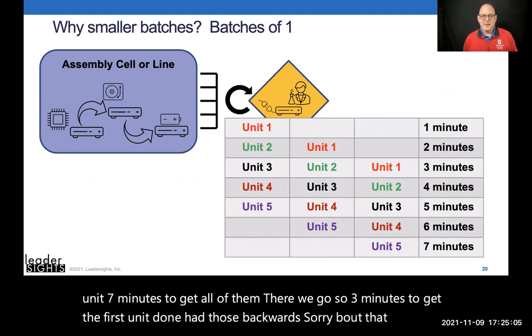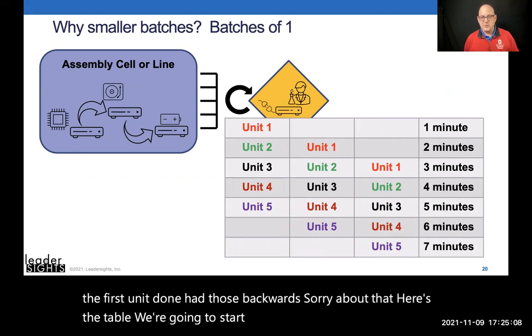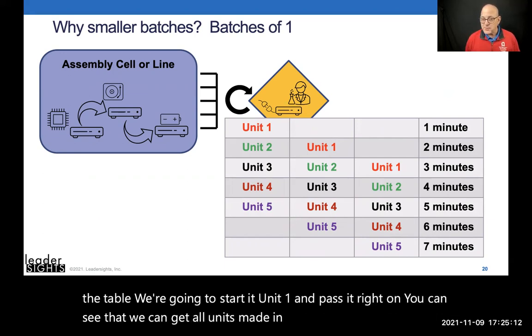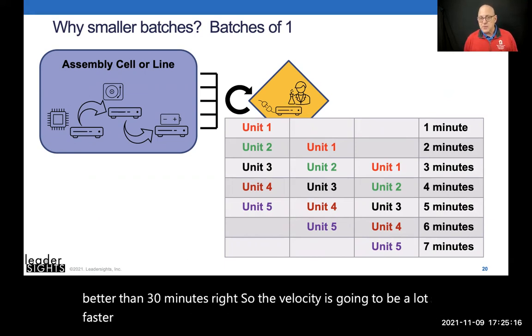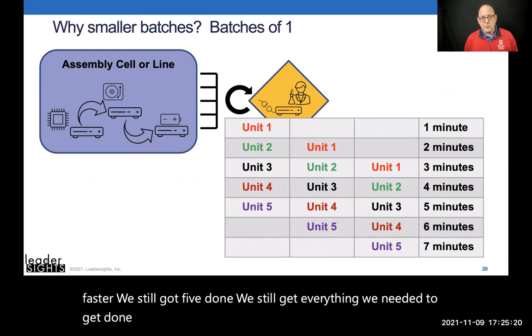Here's the table. We're going to start at unit 1 and pass it right on. You can see that we can get all units made in 7 minutes. That's a lot better than 30 minutes, right? So the velocity is going to be a lot faster. We still got 5 done. We still got everything we needed to get done. It's just without all the inventory piling up.